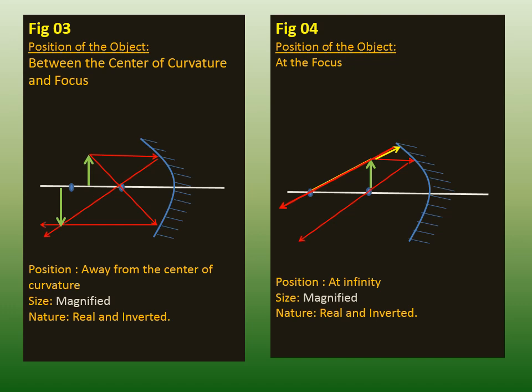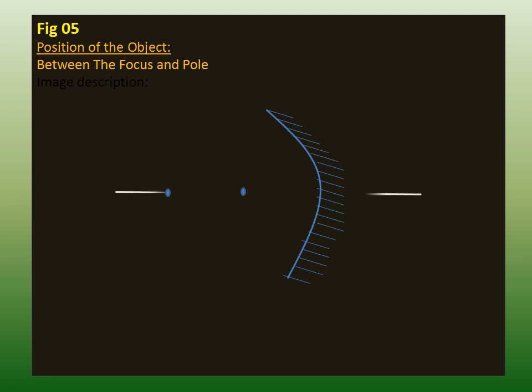That means if you put the object just at the focus, then you will get an image which is at infinity, but this will be magnified and real and inverted. Now this is figure number 5. The position of the object is between the focus and the pole. This is the first ray, and the object is between the pole and the focus. This is our first ray, just parallel to the principal axis. This is the reflected ray, and this is the second ray, which is just through the center of curvature, and it will come back through the center of curvature like this.